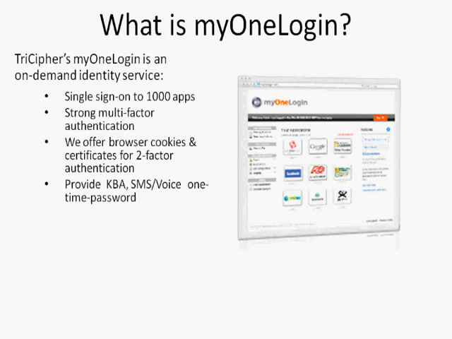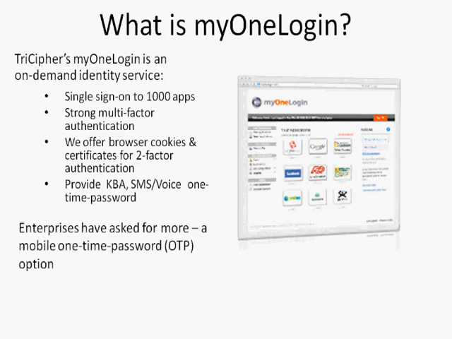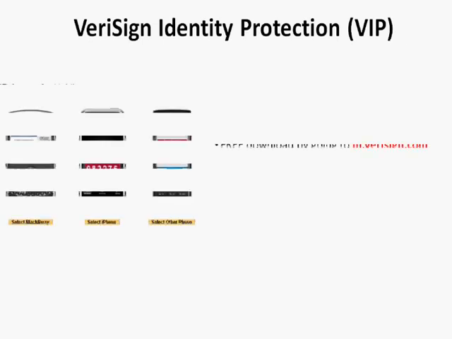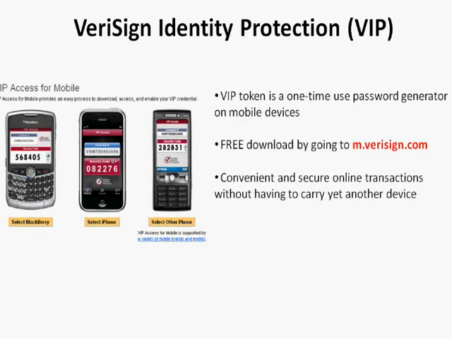However, many of our enterprise customers have asked us to provide more. They have asked for an option to support mobile one-time passwords. So what we did at myOneLogin is we have actually partnered with the best provider in the space, a name everybody knows about, Verisign. So using the Verisign Identity Protection token, you can now use the same token in the myOneLogin service. The VIP token is a one-time password generator that you can easily download.